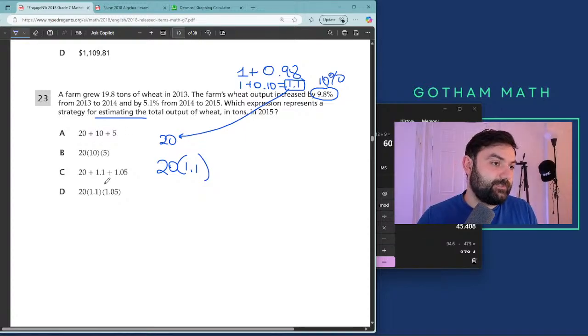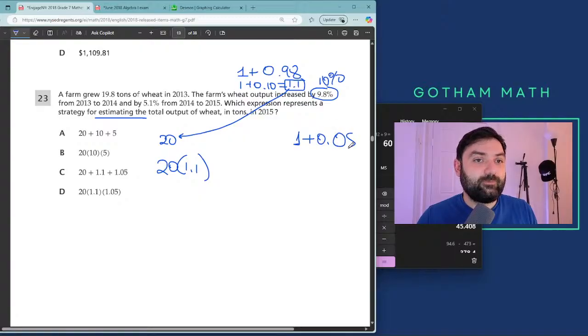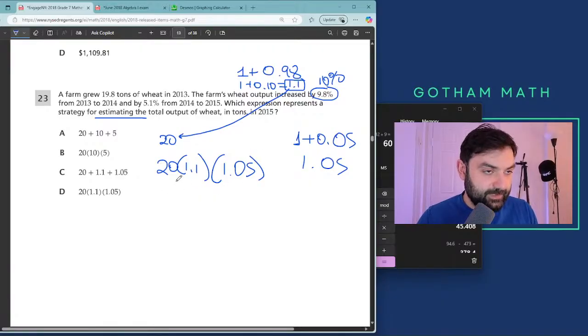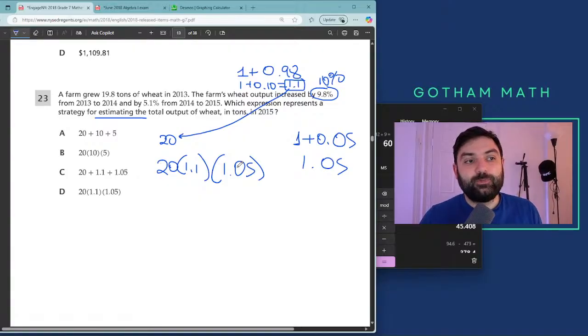Because there's no other answer that multiplies by 1. But then they say that it increased also by 5.1, which is 5%. So we can add 1 plus 0.05, which is 1.05. And then we also multiply the result by it. And that's the increases by percentages. Okay? So this is how it is.